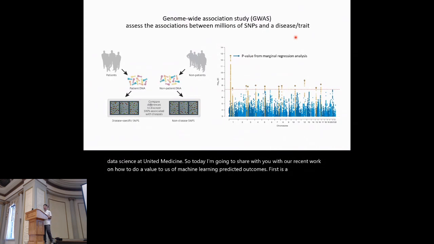GWAS assesses the associations between millions of SNPs and a disease or trait. The basic idea is that you collect a lot of samples, collect their genotype and phenotype information, and then see which genetic variants are associated with your outcome of interest through millions of marginal regression analyses. Here is a typical result from a GWAS. Each dot is a genetic variant, and you have a p-value for each variant, indicating the evidence for that variant to be associated with your phenotype of interest.